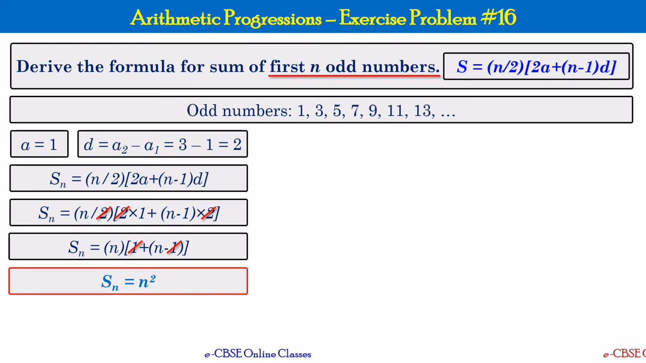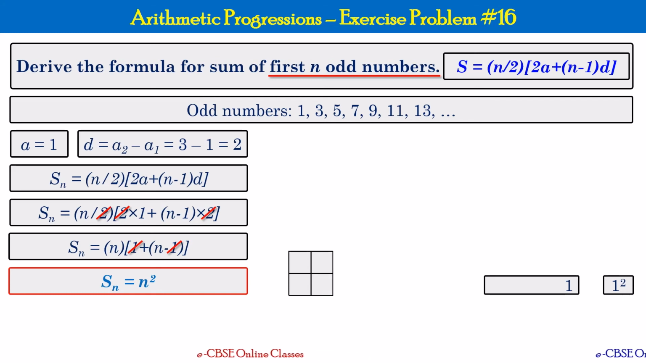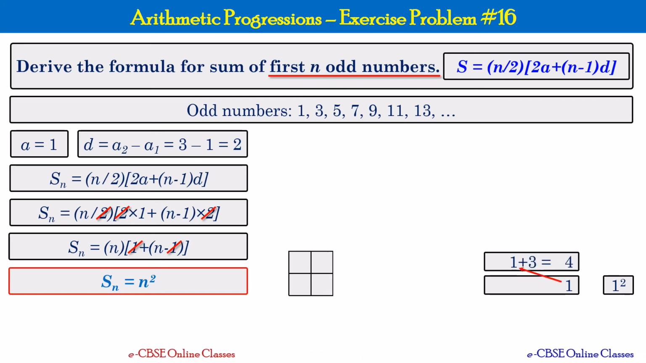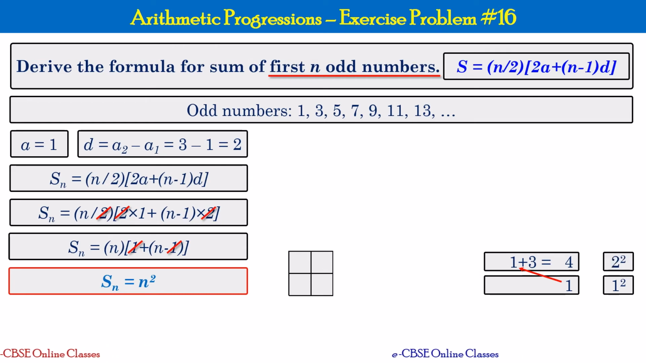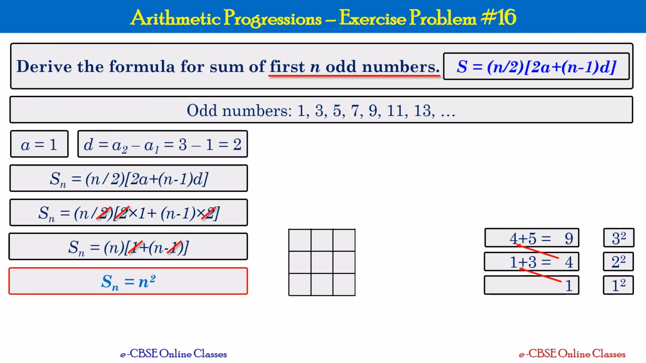Let us try to visually represent the same thing and see that it is actually happening. Let's take one square block here. So it is 1. We can also call it 1 square. Let us add 3 more boxes here. That becomes 1 plus 3 equal to 4. 4 is nothing but 2 square, correct? Let's add the next odd number of boxes, that is 5. It becomes 4 plus 5 equal to 9. So that is 3 square, correct?